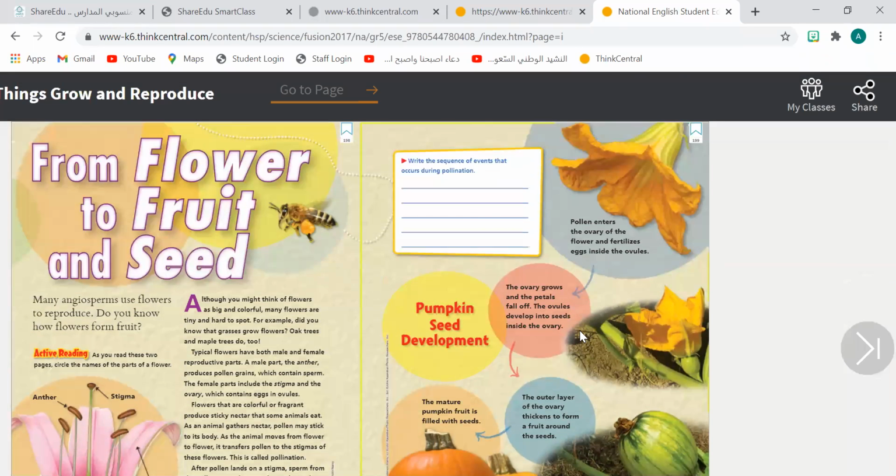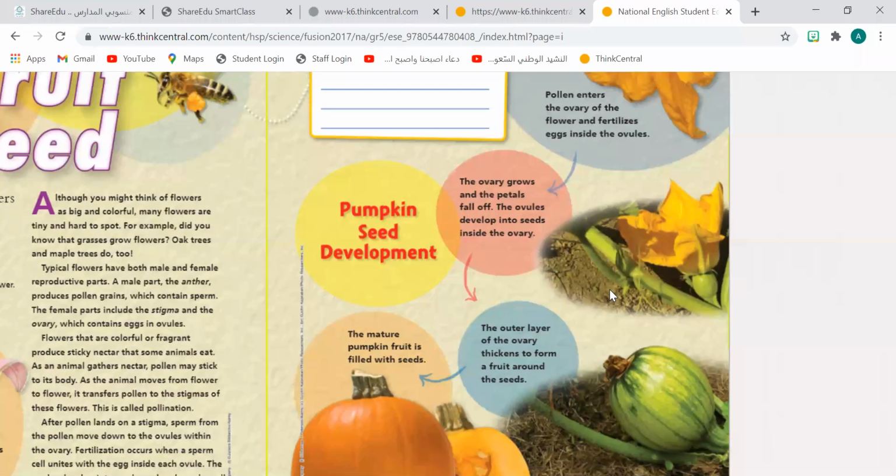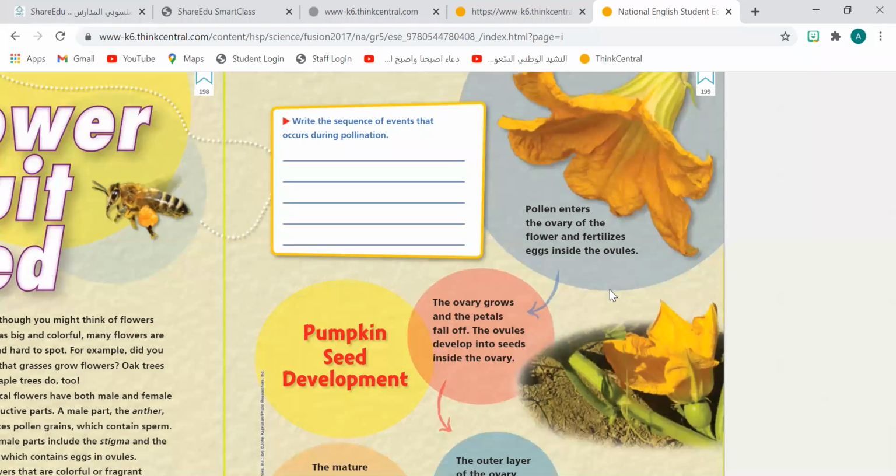Look at this. This is a pumpkin flower. See? This is how pumpkins are produced. First of all, this is the flower.